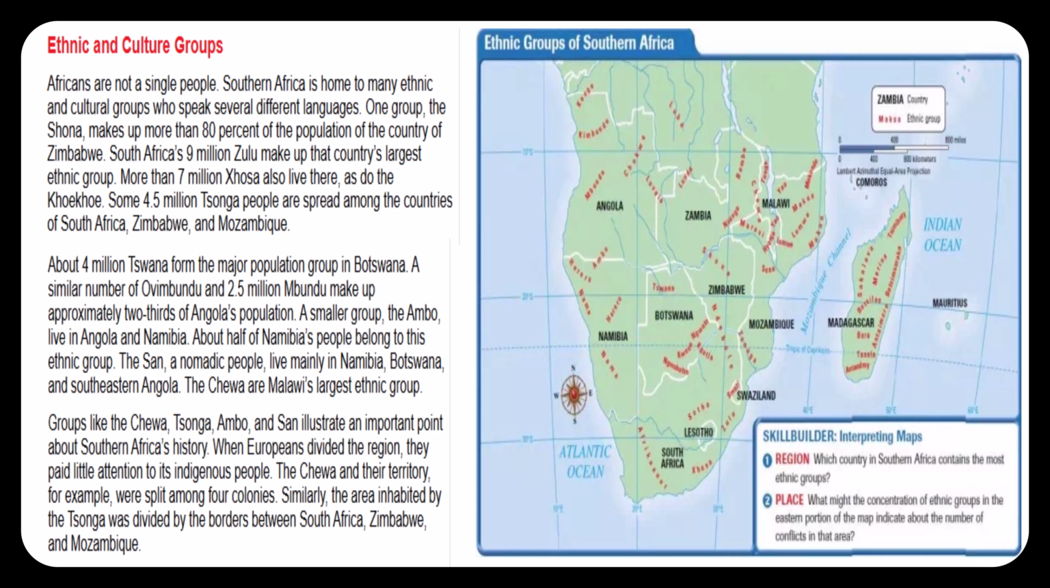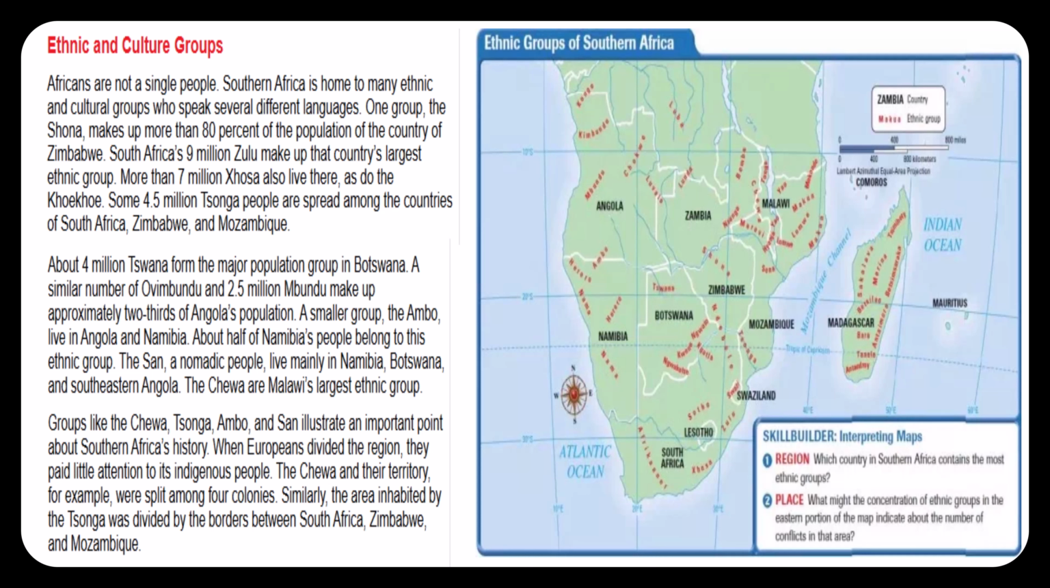Groups like the Chua, Sangha, Ambo, and San illustrate an important point about southern Africa's history. When Europeans divided the region, they paid little attention to its indigenous people. The Chua and their territory, for example, were split among 4 colonies.